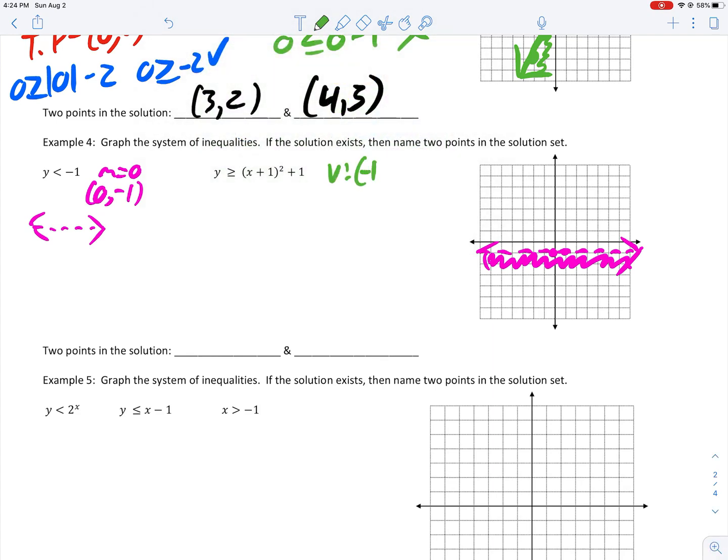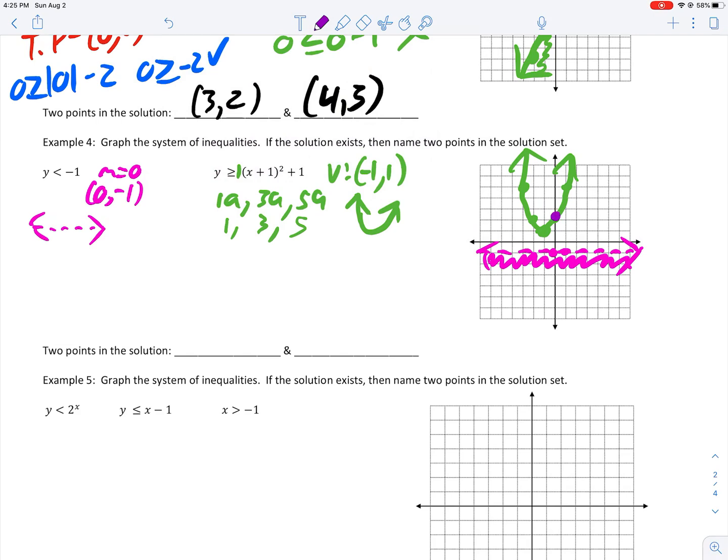Okay. Now we got a quadratic. Vertex has been shifted left 1 and up 1. A is 1, so we can use our pattern. So 1, 3, 5, over 1, up 1, over 1, up 1, over 1, up 3. And it's a nice, solid parabola.